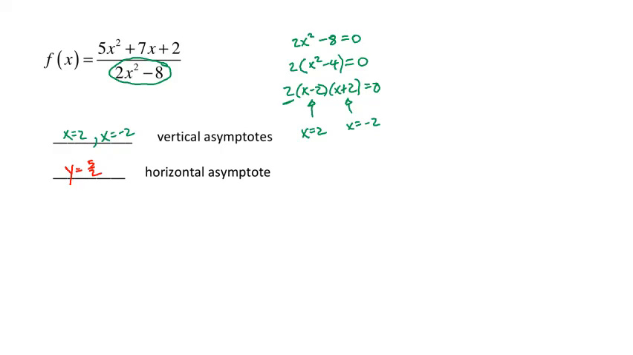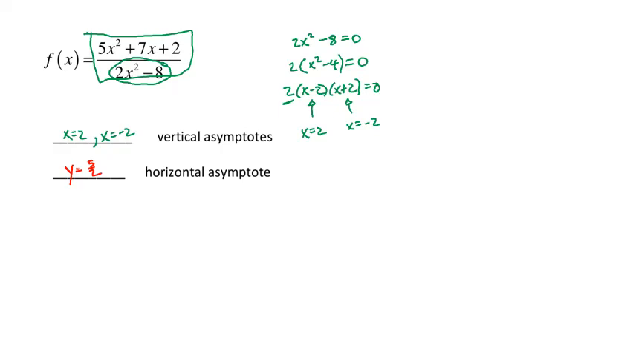We do want to be careful though, because even though we said that we have asymptotes at x equals 2 and x equals negative 2, it is possible that one of them could have actually been a hole. So how would we check for that? Well, we would have to take the original rational function, factor the whole thing and see if we have any factors in common.